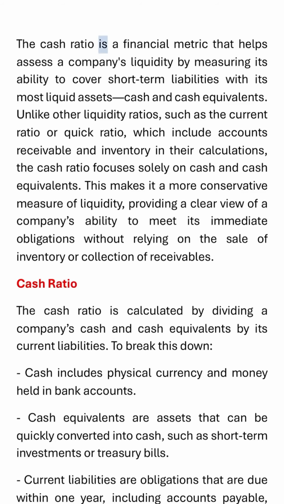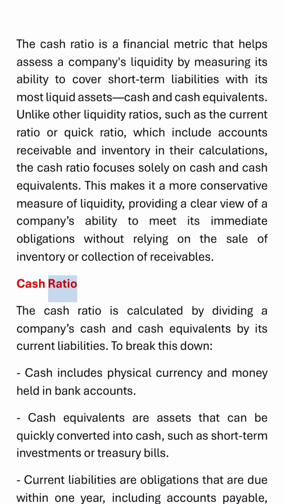The cash ratio is a financial metric that helps assess a company's liquidity by measuring its ability to cover short-term liabilities with its most liquid assets, cash and cash equivalents. Unlike other liquidity ratios, such as the current ratio or quick ratio, which include accounts receivable and inventory in their calculations, the cash ratio focuses solely on cash and cash equivalents. This makes it a more conservative measure of liquidity, providing a clear view of a company's ability to meet its immediate obligations without relying on the sale of inventory or collection of receivables.